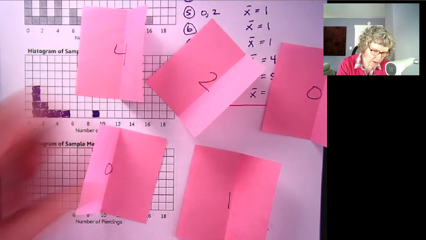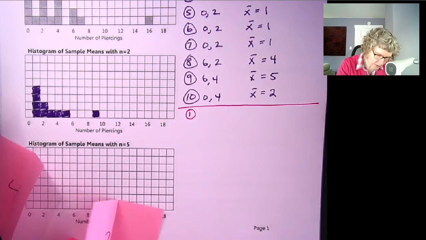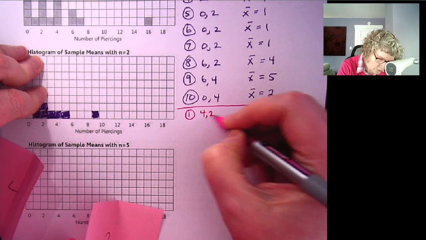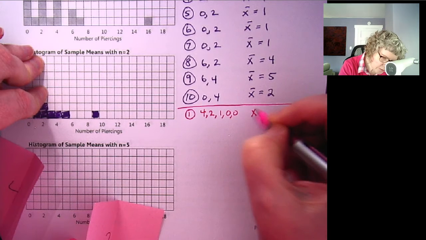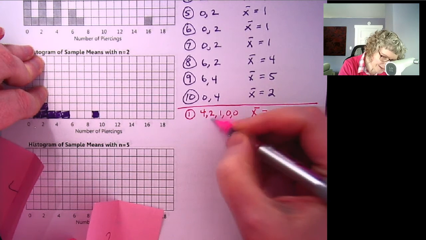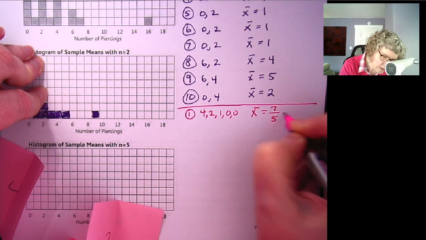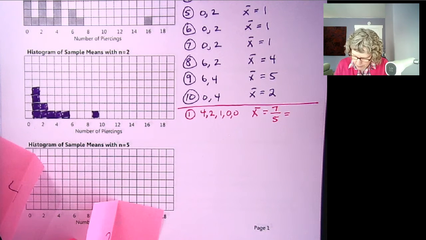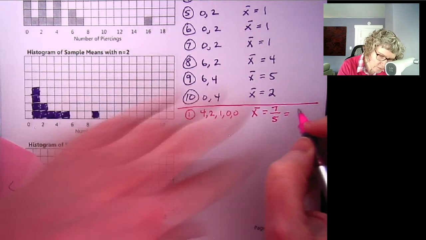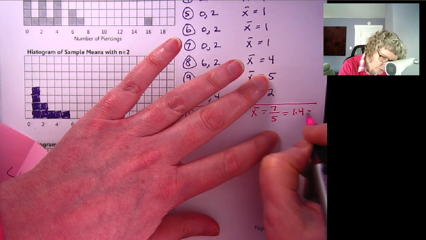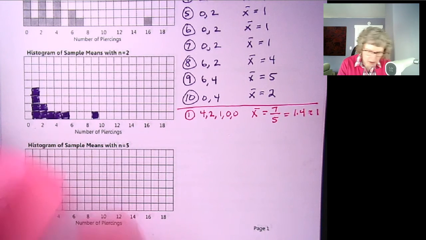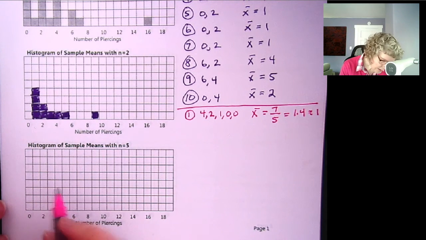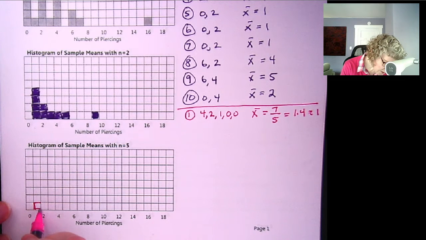Okay, so let me write those down and employ my calculator. 4, 2, 1, 0, 0. Okay, so X bar, actually I don't need the calculator for this yet. 4, 5, 6, 7. 7 divided by 5, so now I do need it. 7 divided by 5 is 1.4. And I'm going to round, again, I'm not going to deal with decimals, so we're going to call that 1. Okay, put them all back in and color in a 1 piercing.